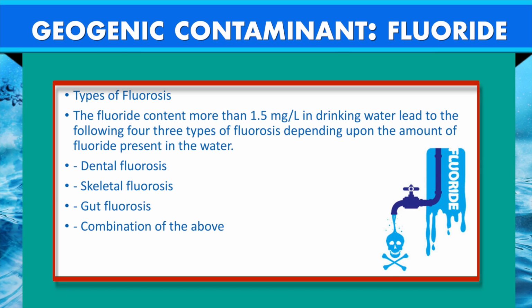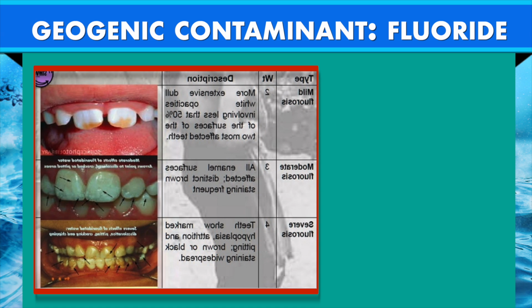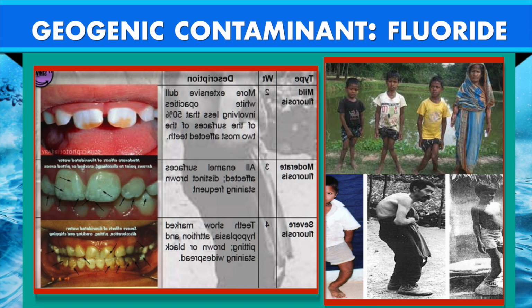However, fluoride content of more than 1.5 mg per liter in drinking water leads to four types of fluorosis. It is known as dental fluorosis, skeletal fluorosis, gut fluorosis and a combination of all of these situations. The long exposure and use of groundwater having high fluoride content results in dental fluorosis. At still higher concentration, skeletal fluorosis occurs. The disease affects the bone and ligaments. Intake of 20 to 40 mg fluoride per day over a long period of time results in crippling skeletal fluorosis.